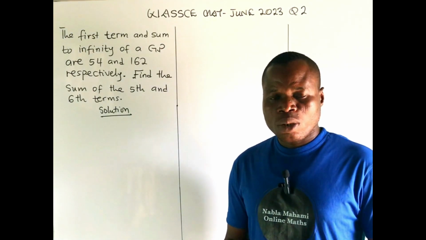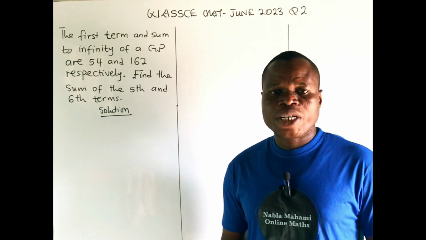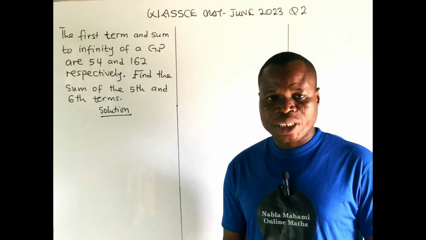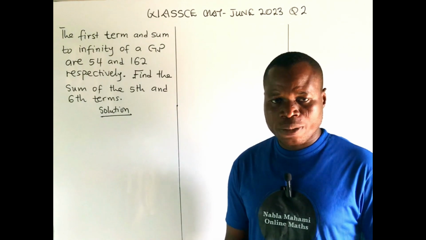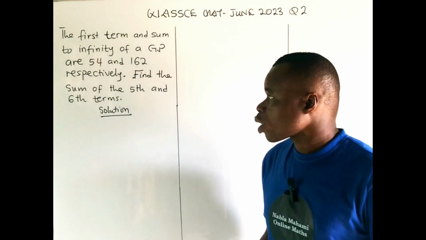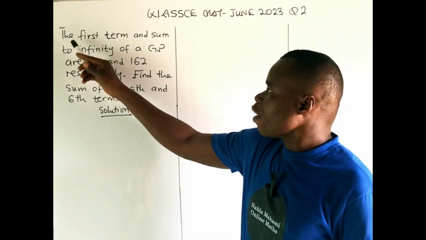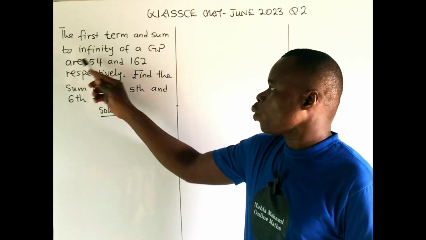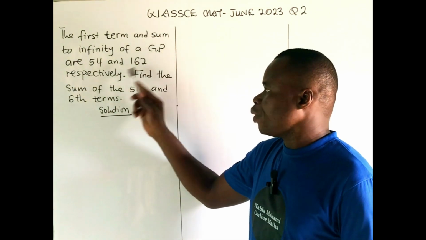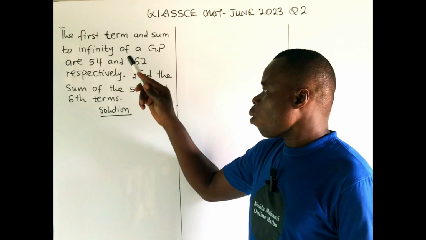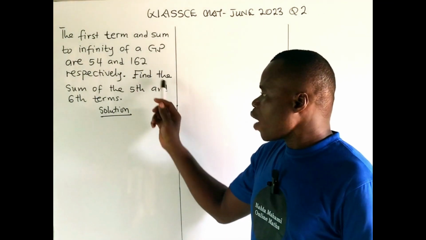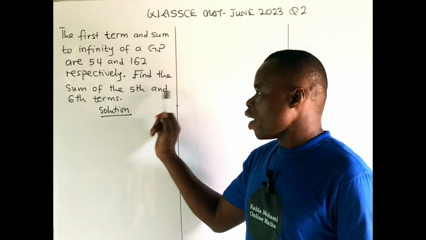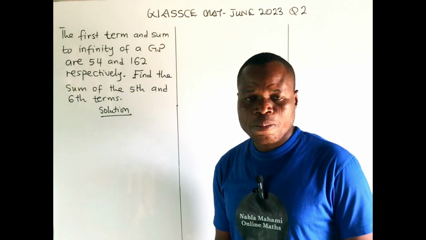This question was a compulsory question for the candidates to solve for 6 marks. So let's look at the ideal solution of the question. The question says that the first term and sum to infinity of a GP are 54 and 162 respectively. Find the sum of the fifth and sixth terms.